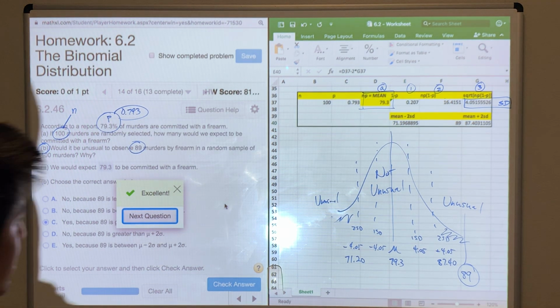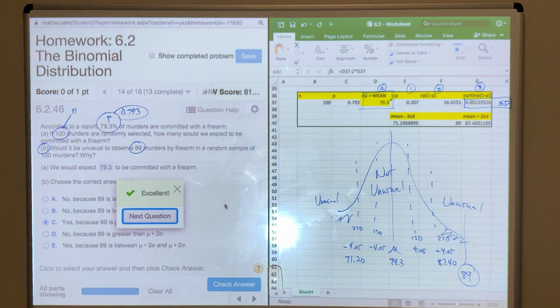You can do 15 and 16 all by yourself. They're just definitions, and those are in your notes at the very end.